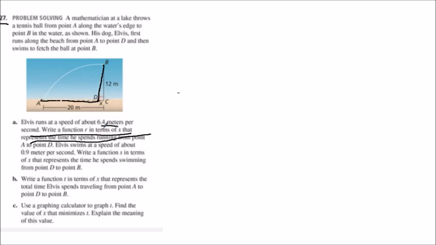So the distance that he runs from point A to point D is x, and the whole thing is 20. So the distance from point D to point B... the remaining distance is 20 minus x, right? So r of x is equal to 20 minus x, and then he runs at a speed of 6.4 meters per second, so divided by 6.4. That's the amount of seconds.